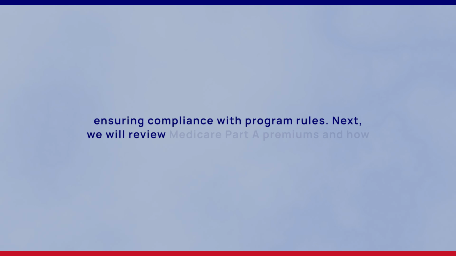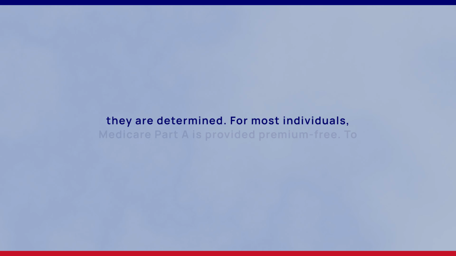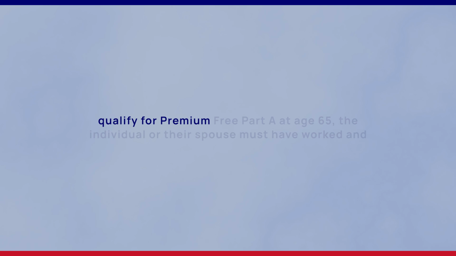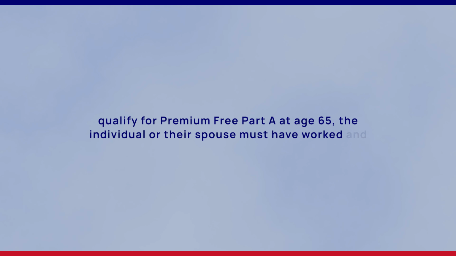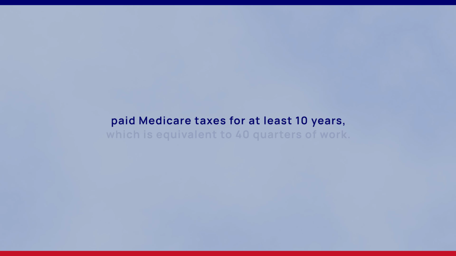Next, we will review Medicare Part A premiums and how they are determined. For most individuals, Medicare Part A is provided premium-free. To qualify for premium-free Part A at age 65, the individual or their spouse must have worked and paid Medicare taxes for at least 10 years, which is equivalent to 40 quarters of work. Additionally, all individuals who are eligible for Medicare due to disability, end-stage renal disease, or amyotrophic lateral sclerosis automatically qualify for premium-free Part A, regardless of work history.